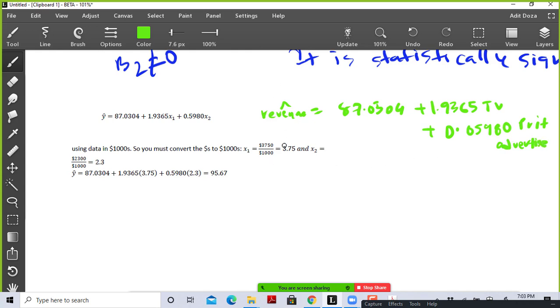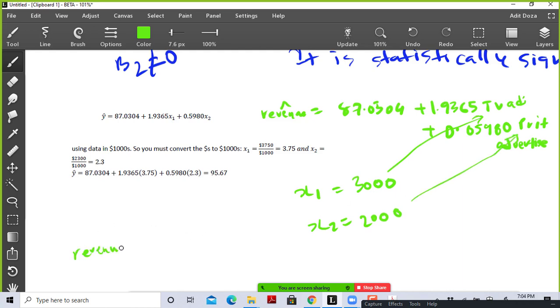Okay, and I give you that x1 equals like 37,500, and instead of 37,500, let me say x1 is 3,000 and x2 equals, let's say, 2,000. And I say that the TV advertisement is given in thousands and print advertisements are given in thousands. So how would you plug in the equation?